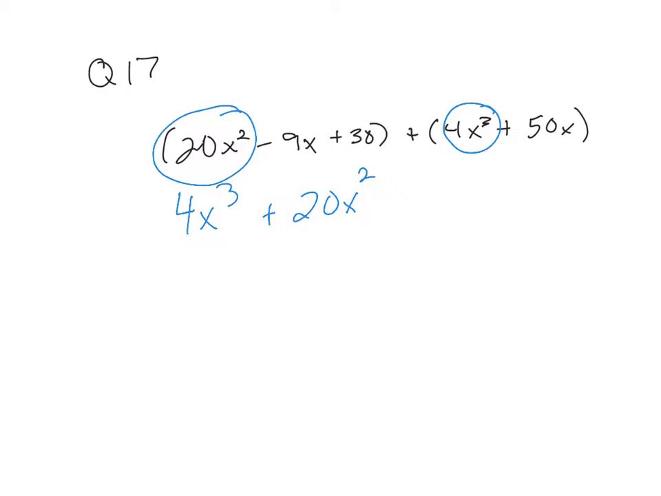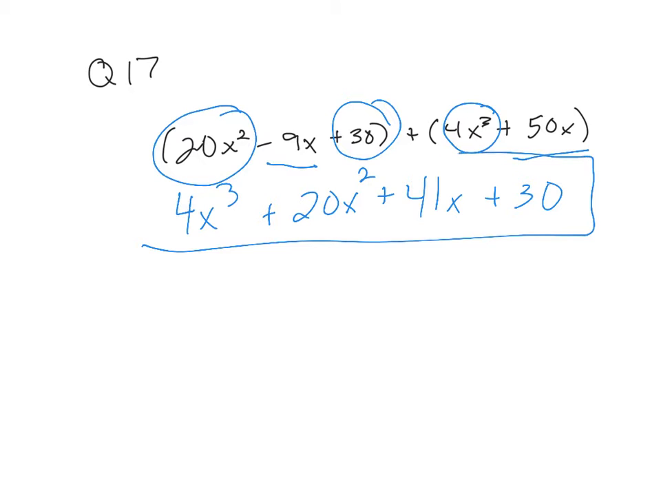The next would be minus 9x. I can add that to plus 50x because they both have x to the power 1. They can be combined. That would give me 41x. And last but not least, we have plus 30. It doesn't have any x, so it goes on the end. We cannot simplify this any further because there are no more like terms, so that would be your answer.